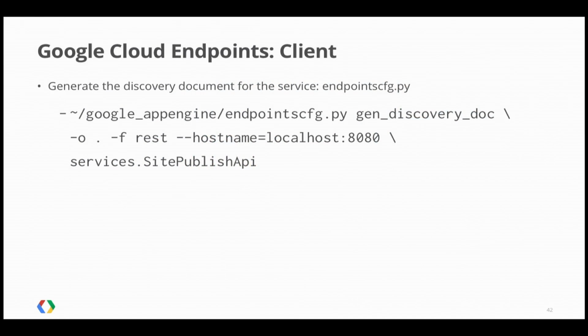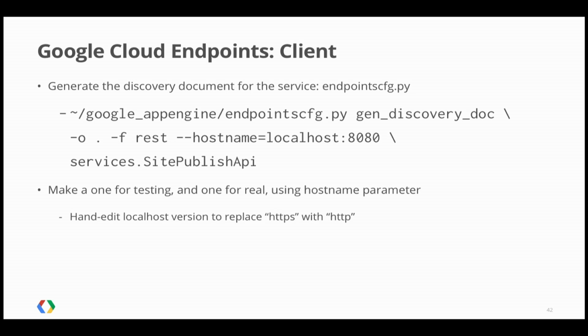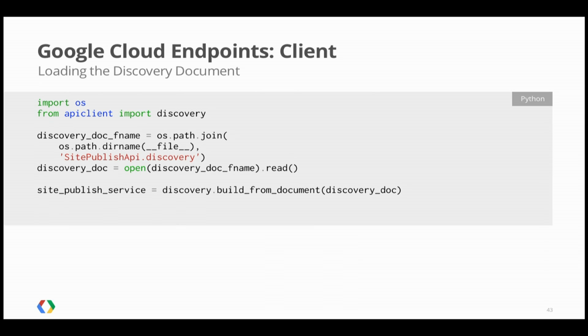So here's how you generate a discovery document. I won't talk about too much detail. This tool is included in the App Engine SDK. It's called Endpoints config. I do want to point out you're probably going to want to make two discovery documents, one for localhost and one for your actual server. And when you do that, there's a little bit of a sharp corner here. You have to manually edit the localhost version of the discovery document to replace HTTPS with HTTP. That's how you get it to work with localhost. But that hostname parameter is how you can generate different versions.